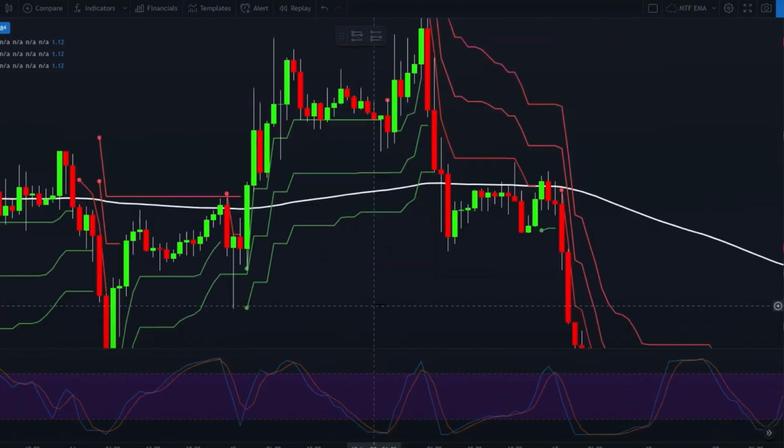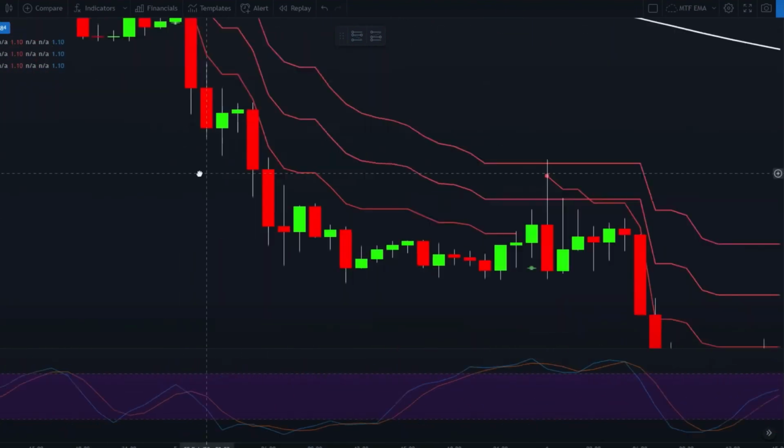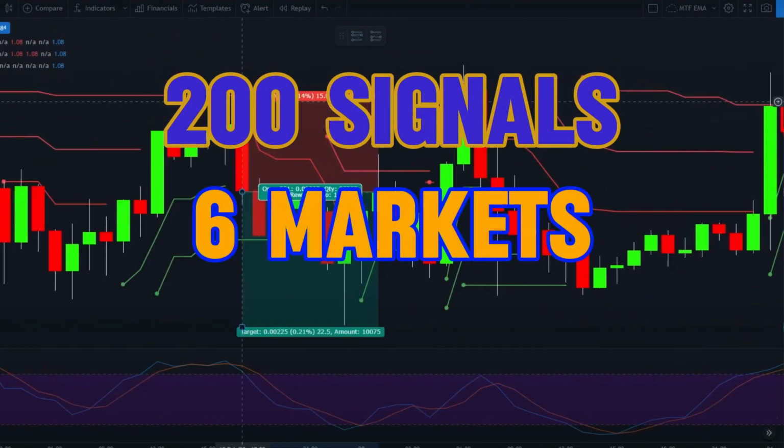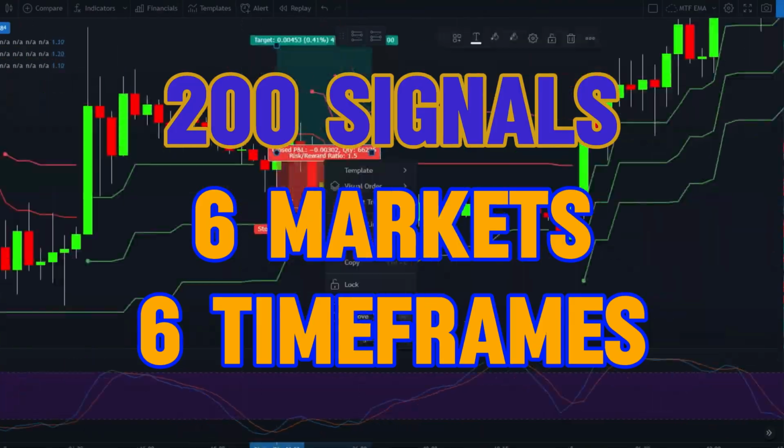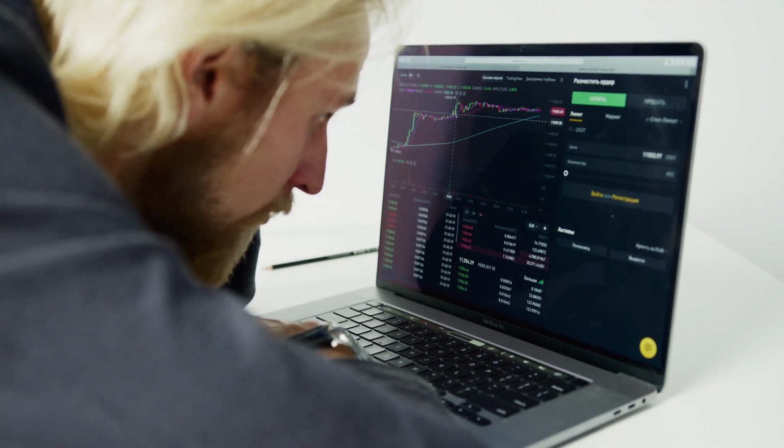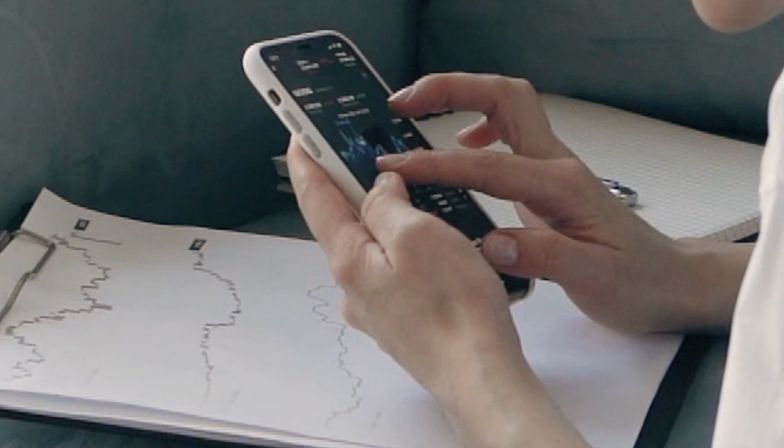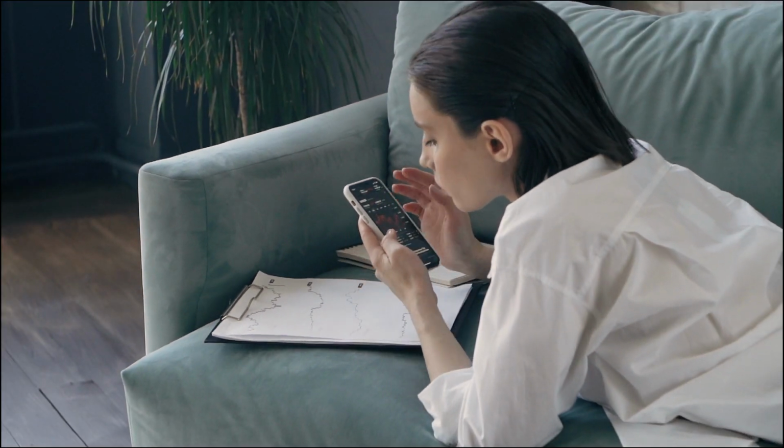If you're new to the channel, we backtest strategies manually, finding 200 signals over 6 random markets and 6 random time frames. We test them all the way a real person might trade, with stop entry orders, break-even stop losses, and by closing trades that don't perform.